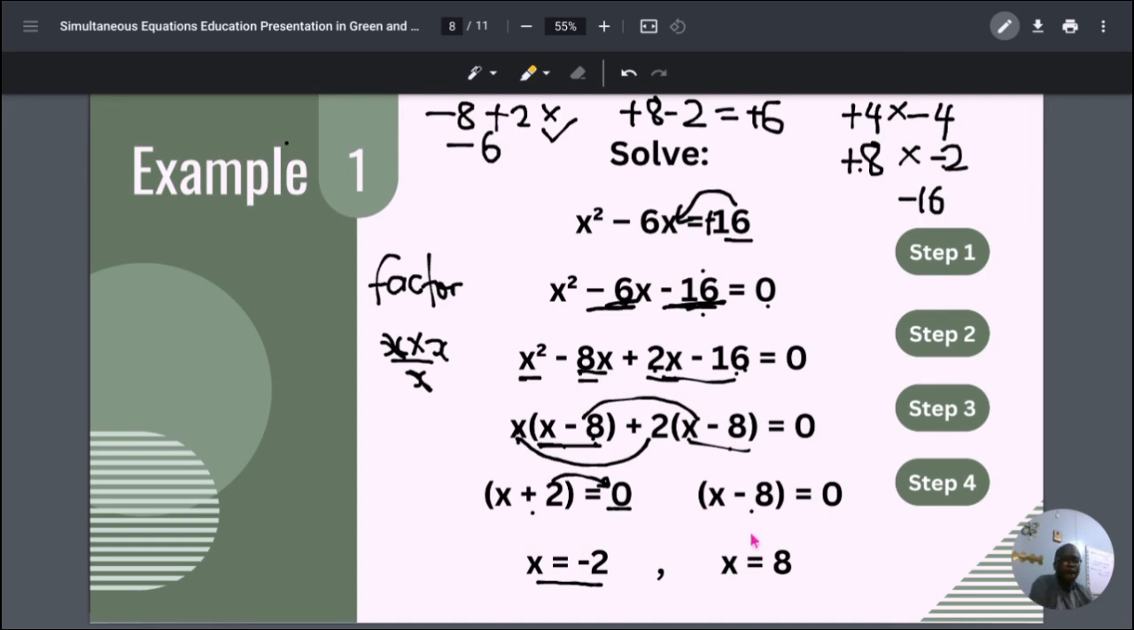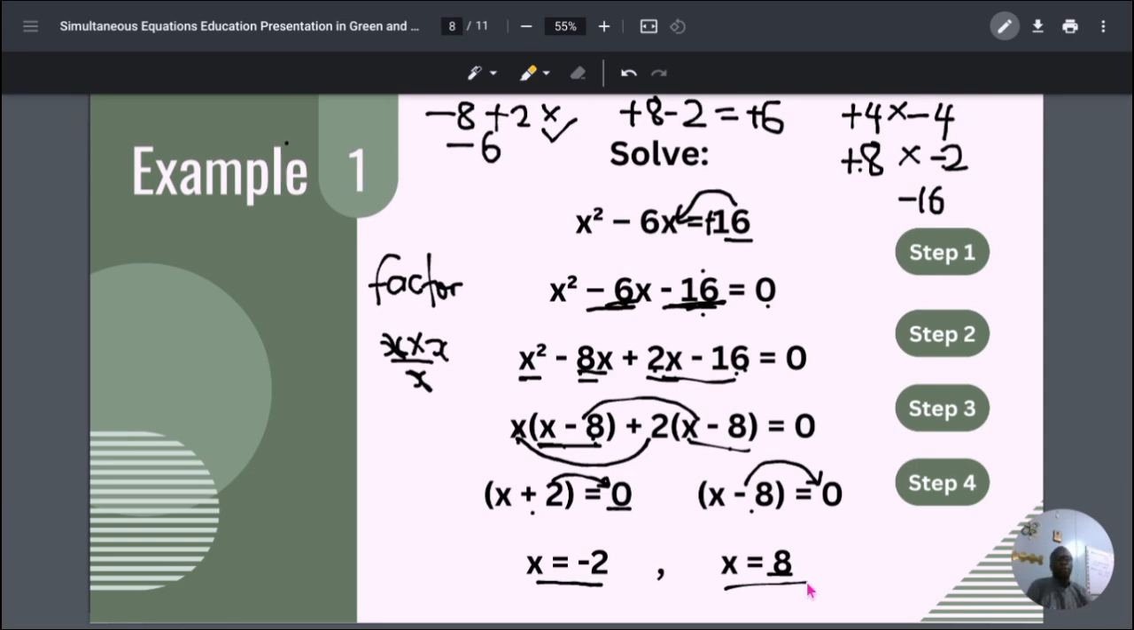And then x minus 8 here, the minus 8 goes to this other side. You know, it's a minus here, it goes to the other side, it becomes a plus. So that's why it's 8 here. Plus 8 is also the same thing as 8. So our final answer is that x equals minus 2 and x also equals 8.